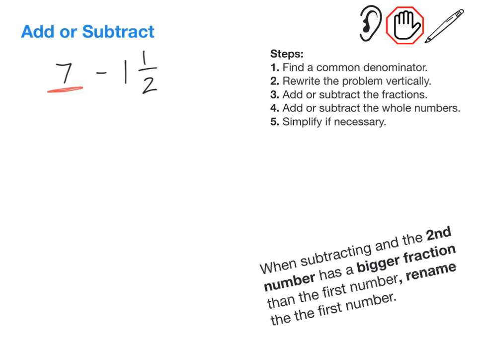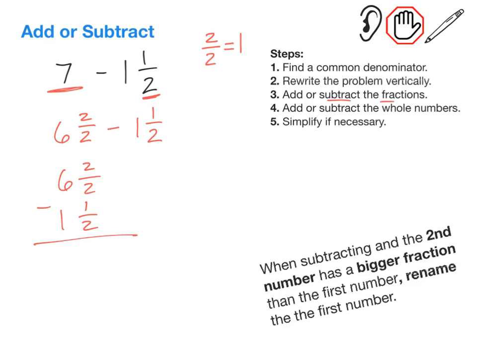So I know that 1 whole, in this case using the common denominator of 2, equals 2 over 2. So I know that 2 over 2 equals 1. So I can rename 7 as 6 plus 1, or 6 2/2. So I'll take 6 2/2 minus 1 1/2. Now I'll write the problems vertically. So 6 2/2 minus 1 1/2.